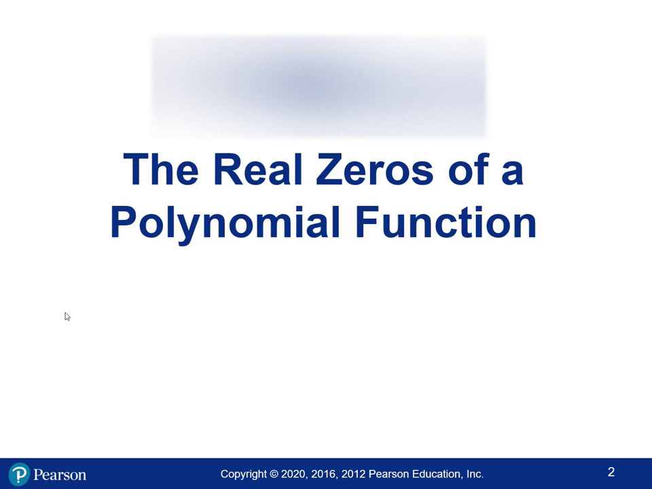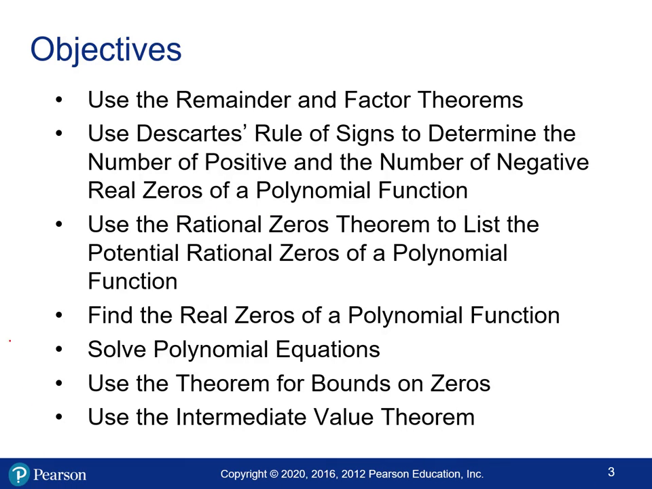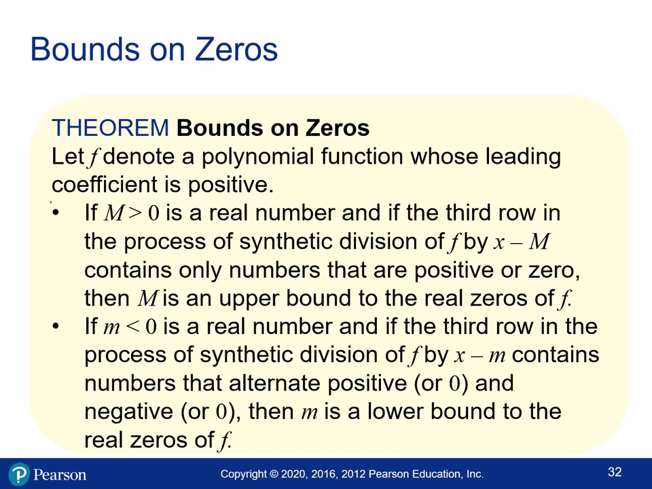Hi everyone, in this video we're going to continue talking about the real zeros of a polynomial function. We've talked quite a bit about it so far in the previous videos, so now we're on the step where we're going to be using the theorem for bounds on zeros. So here's our theorem, and this is to tell if you have what's called an upper bound on your list of zeros or a lower bound.